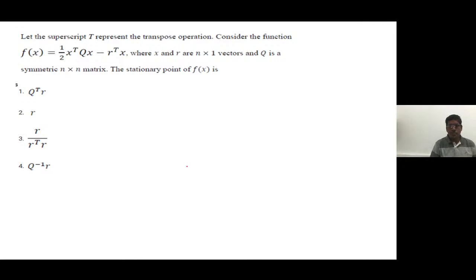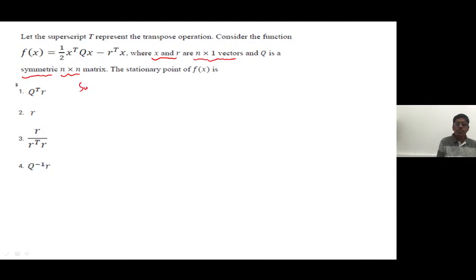Let the superscript t represent the transpose operation. Consider the function f of x is equal to half times x transpose q times x minus r transpose into x, where x and r are n cross 1 vectors, that is n rows 1 column. Column vectors, these are column vectors, that is the identification. And q is a square matrix n cross n, which is also a symmetric matrix given. The stationary point of f of x is, this is very tough and important. Based on this type of question, 2014 in one stream it was asked.